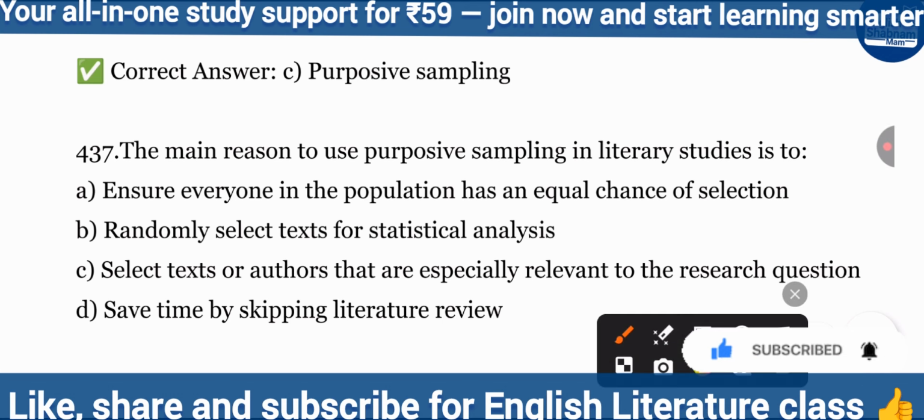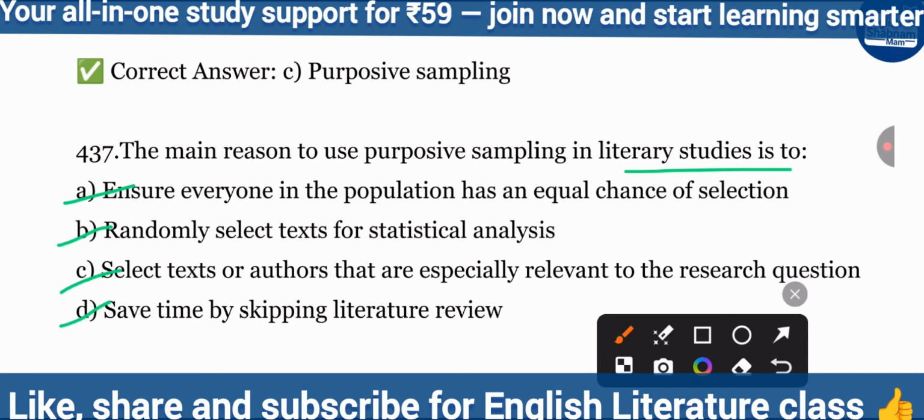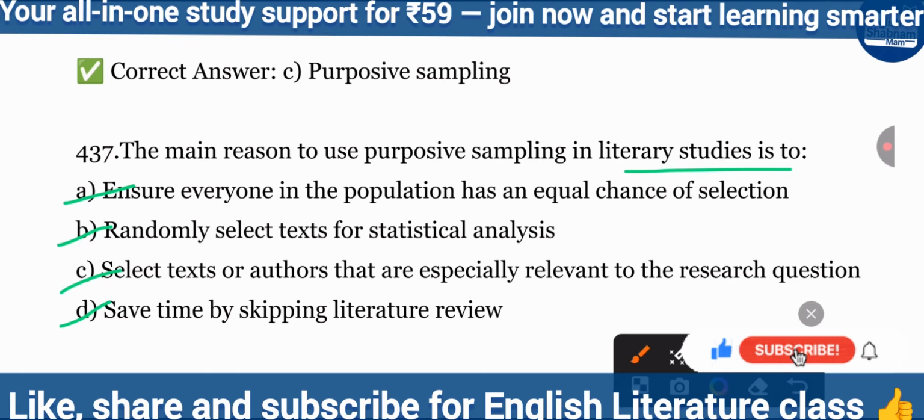Next question we have, the main reason to use purposive sampling in literary studies is to ensure everyone in the population has an equal chance of selection, randomly select text for statistical analysis, select text or authors that are especially relevant to the research questions, or save time by skipping literature review. What would be the correct answer? Quickly comment your answer and also comment your score, because these questions are totally different. These questions are from the linguistic research methodology. Important terms like eco-criticism, blue humanities. So the correct answer is option C, select text or authors that are especially relevant to the research questions.